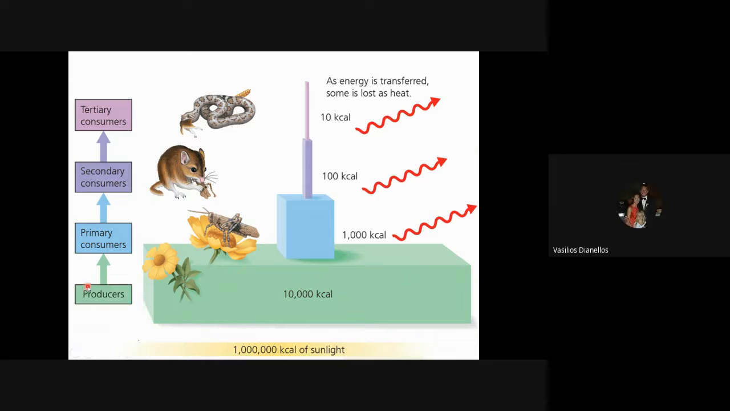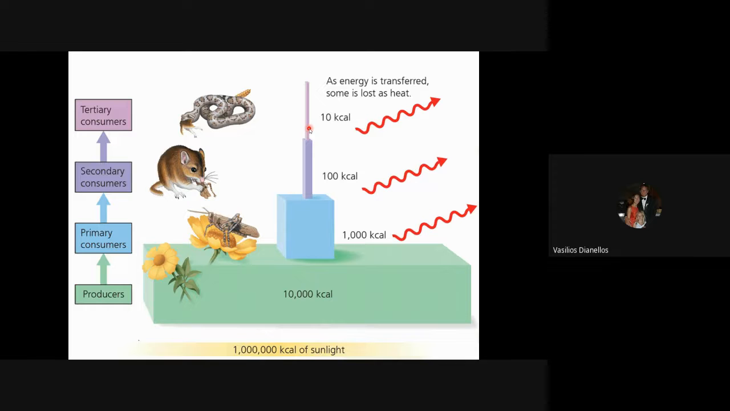Anyway, if there's 100 kilocalories of sunlight, then only 10,000 of that is actually going to be incorporated into the plant biomass, right, through photosynthesis. And of that, only 1,000 kilocalories is going to be put into the primary consumers. And of that, there'll only be 100 kilocalories available for the secondary consumers and 10 kilocalories for the tertiary consumers, and so on and so forth.